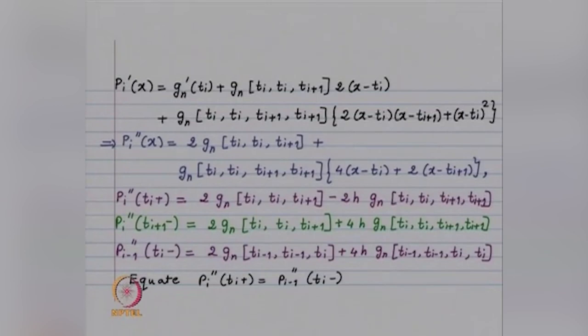Next, you put x equal to t_{i+1} in the expression. Then, you get 2 times the divided difference g_n[t_i, t_i, t_{i+1}] plus 4h times the divided difference based on t_i, t_i, t_{i+1}, t_{i+1}. We want to equate p_i'' at t_i plus and p_{i-1}'' at t_i minus. So, in the expression for p_i'' at t_{i+1} minus, replace i by i-1. You get it to be equal to 2 times the divided difference based on t_{i-1}, t_{i-1}, t_i, plus 4h times the divided difference based on t_{i-1} and t_i repeated twice.